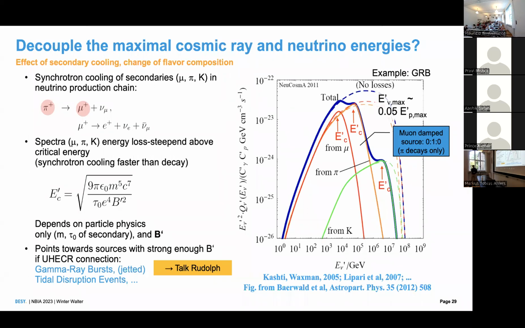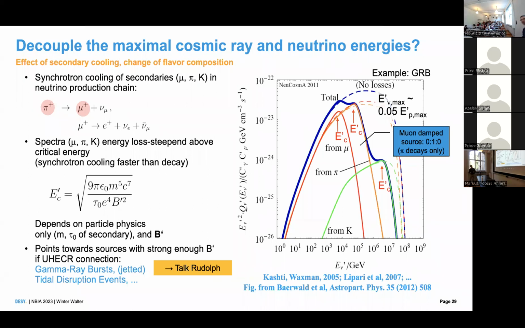However, if you have strong enough magnetic fields, synchrotron losses kick in, and pions and muons will also be cooling. So that means beyond a certain energy, they lose energy faster than they can actually decay. And you can compute this critical energy, which is this quantity, which depends on a number of constants. But most importantly, it depends on properties of these secondary muons or pions, like their masses and their rest frame lifetimes, and the magnetic field, which is the only astrophysical quantity showing up there. So if you have strong enough magnetic fields, then you will have an effect which depends on the secondary species, like the pion, muon, or kaon.